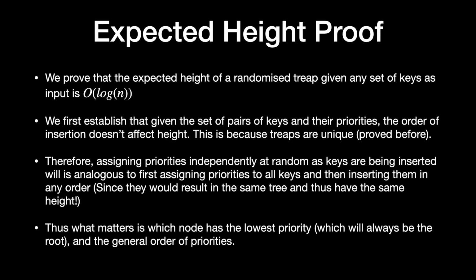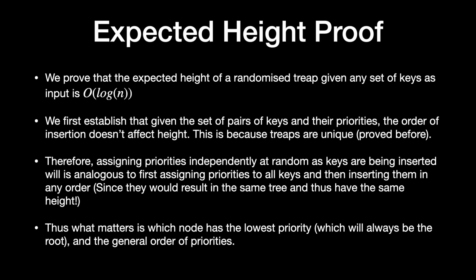Now, I would like to prove that the expected height of a randomized treap given any set of keys as input is O(log n). This proof is very interesting and it is similar to the proof of a randomized binary search tree's expected height. The proof goes as follows. We first establish that given any set of pairs of keys along with the priorities, the order of insertion doesn't really matter and it doesn't really affect the height of a randomized treap.